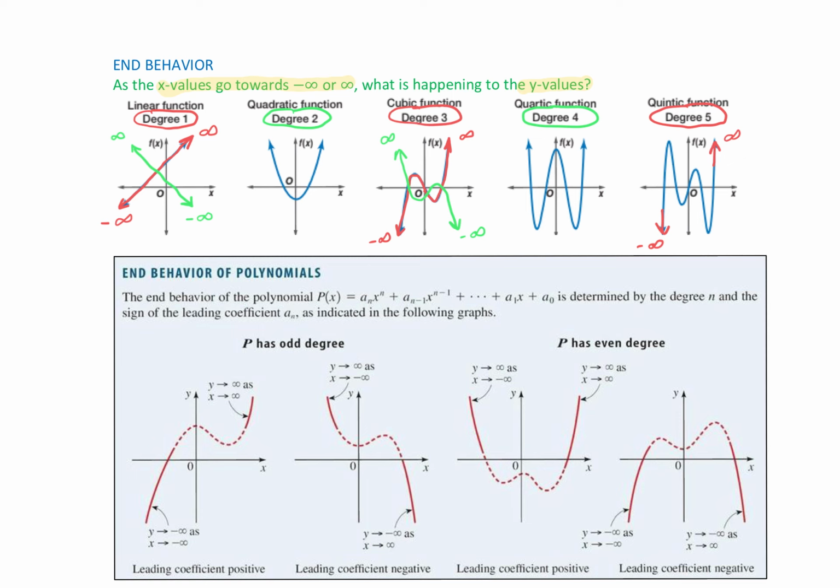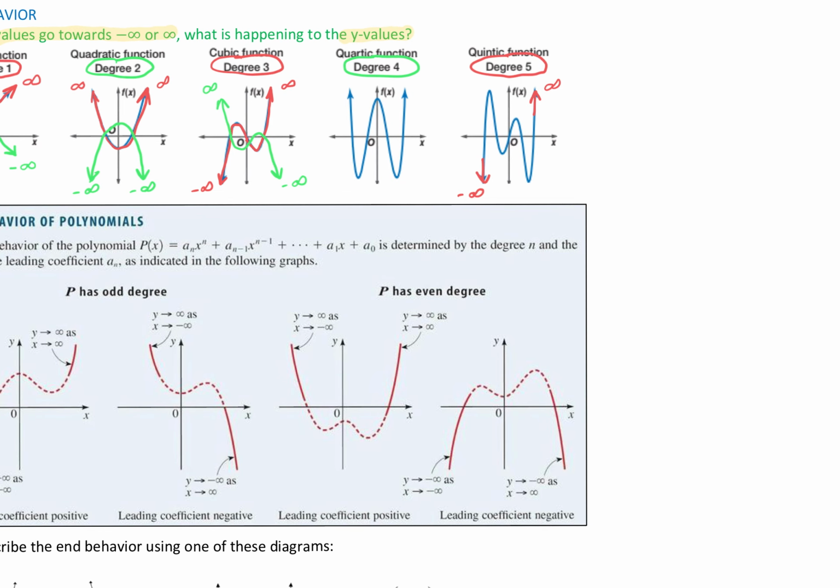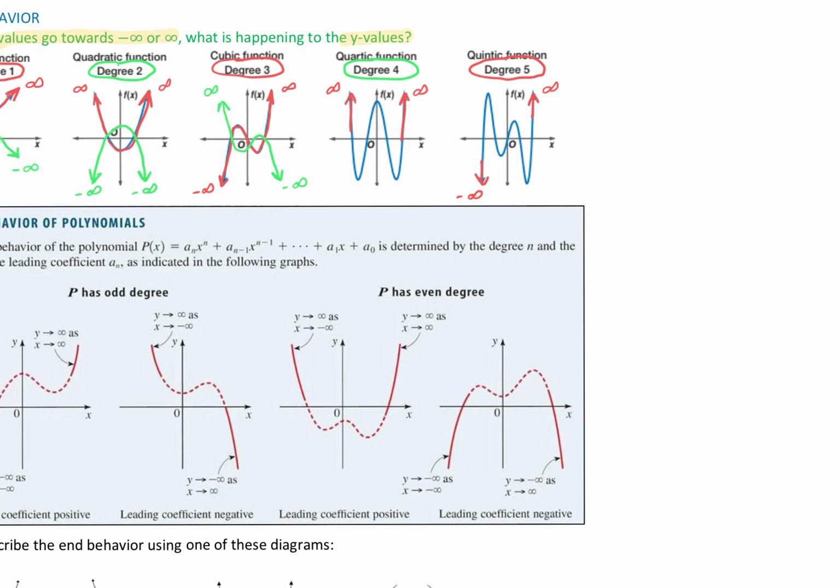But let's look at the degree 2. If you look at degree 2, notice that the ends in this particular case are both going up to positive infinity. So they're going in the same direction. Now, if this were a parabola opening down, that would mean that both ends are going to negative infinity. So if the degree is even, then the ends are going in the same direction. If the degree is odd, the ends are going in opposite directions. Let's look at degree 4 again. Positive infinity for this particular case. If we flipped it, then they would both be going down to negative infinity.